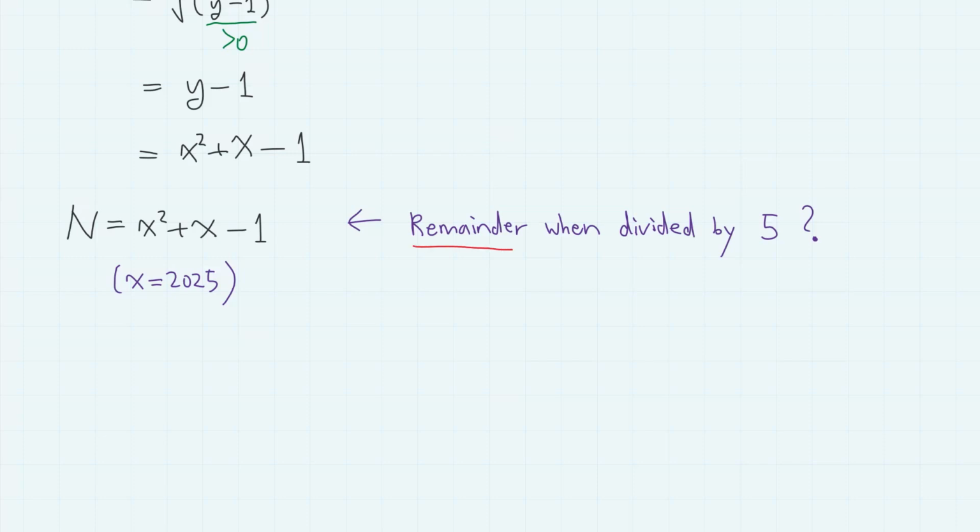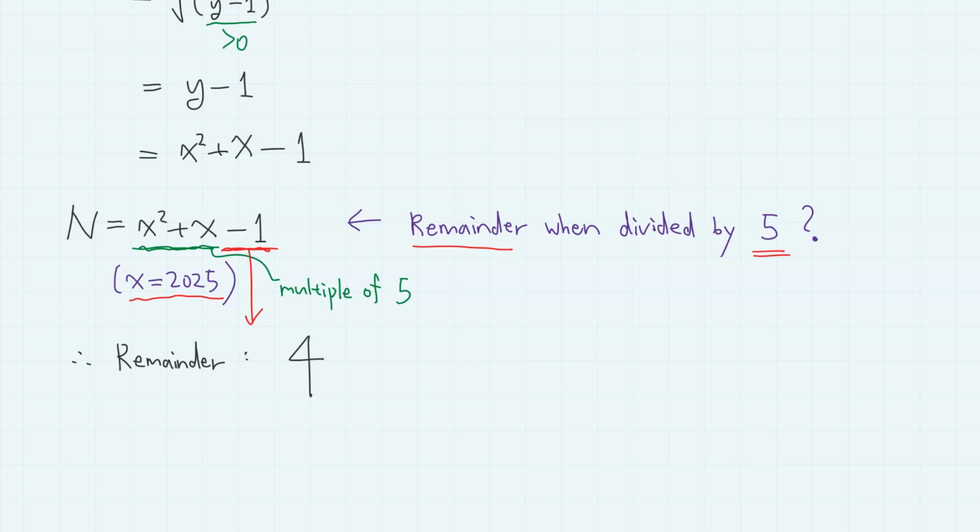So what is the remainder when n is divided by 5? Well, since x is a multiple of 5, we immediately know that x squared plus x is a multiple of 5. This means that we only need to focus on the very last term, minus 1, which indicates that if we divide n by 5, the remainder is 4. As I said, this investigation of the remainder has become much more efficient since we have let the multiple of 5 be x. And that's all for today's video.